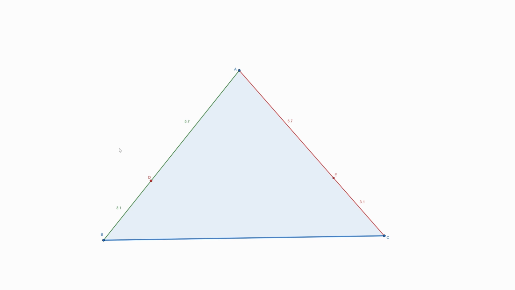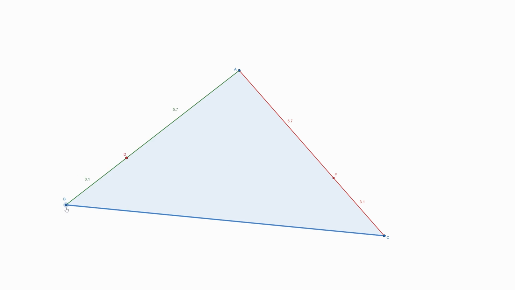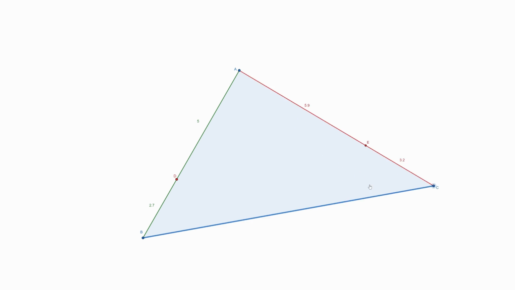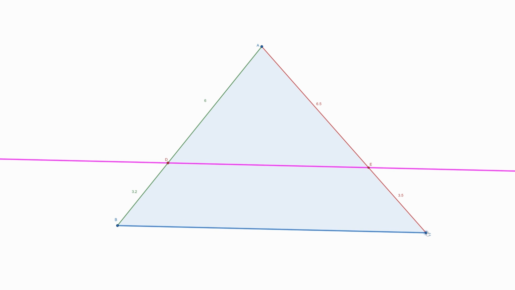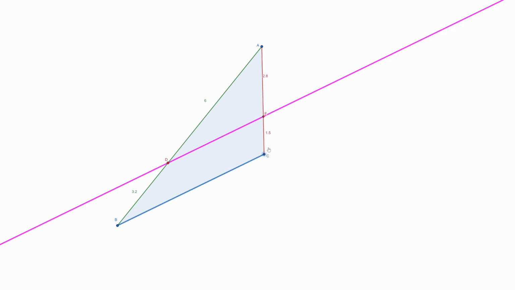So here is a triangle ABC. You can see this triangle is a very flexible triangle. Now look at this point D on the green side, and look at this point E which is on the red side. What I have done is I have drawn a line passing through point D and point E. Now this line is special because this pink line is always parallel to this blue line. You can see it here, it's always parallel no matter what I do.